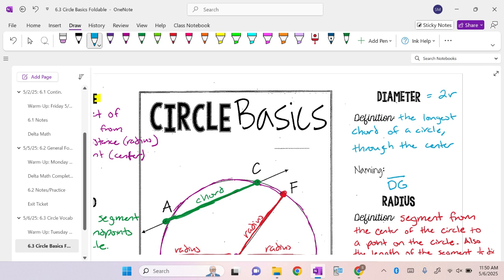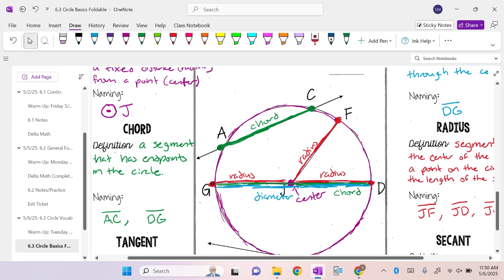Diameter also cuts the circle in half. So if you use the diameter specifically, the diameter perfectly cuts the circle in half. Thus, this side would be considered a semicircle. This side would be considered a semicircle. All right, so the diameter is usually the line that also cuts the circle in half.